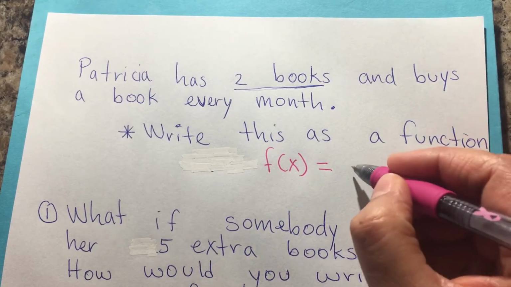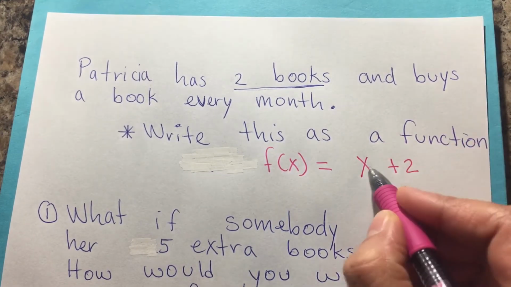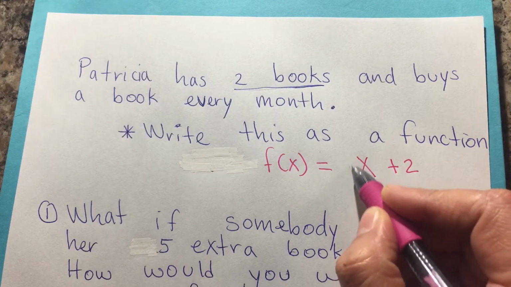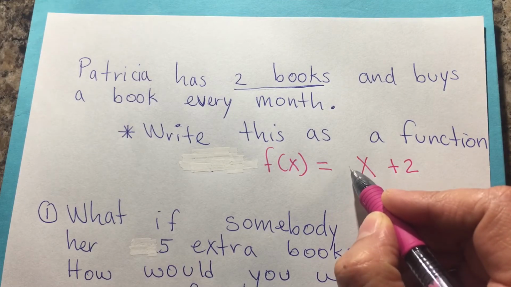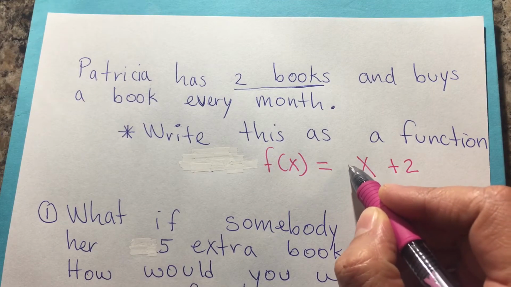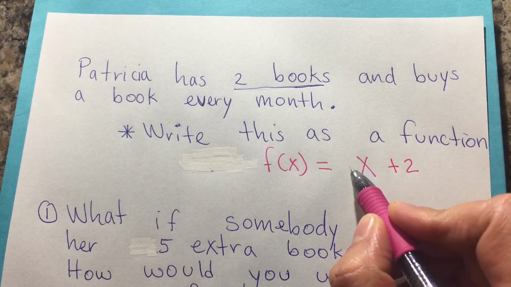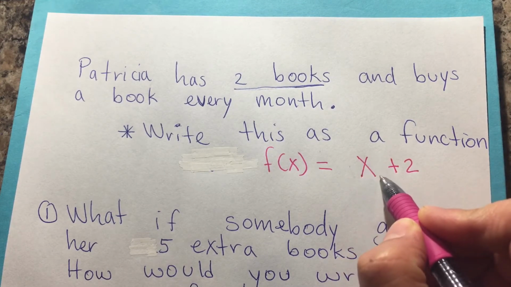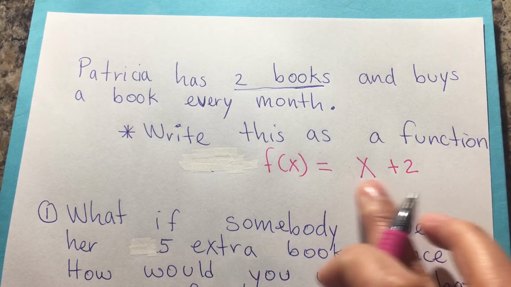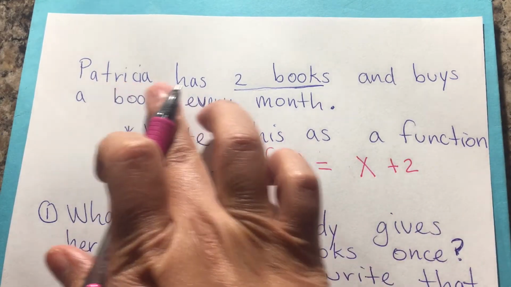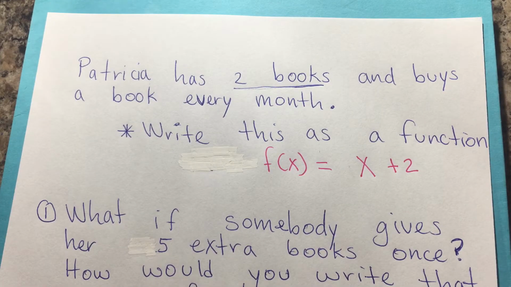Plus, she's going to be buying 1 book every month. The 1 book, it's not expressed as a coefficient, okay? We never put a 1 as a coefficient, but we say 1 book every month, okay? So this will be the function for the word problem that they're giving us.